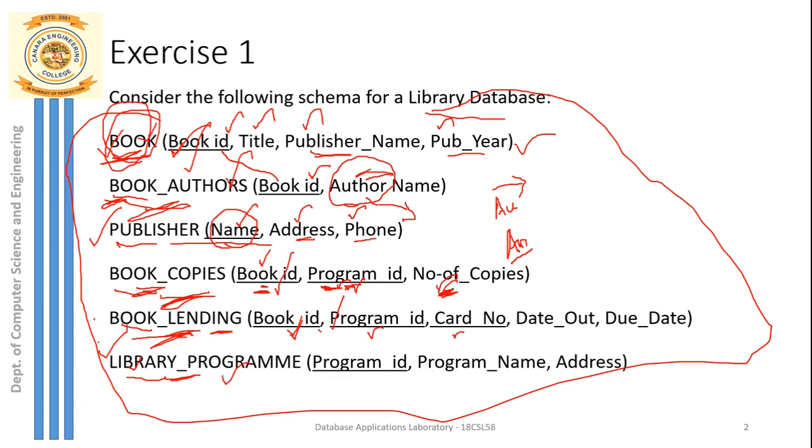So this book lending gives you the information about a book that has been issued for a particular card, which has a unique card number. Issue date is mentioned and also the return date is mentioned. Return date is nothing but the due date for returning the books. Date out is nothing but the issue date of your particular book. So you can see here book lending refers to a book which is available in a particular library, which is given by program ID and which is issued for a particular card number, and the date of issue and the return date of a particular book can also be entered here. So these are the different attributes for a table book lending.